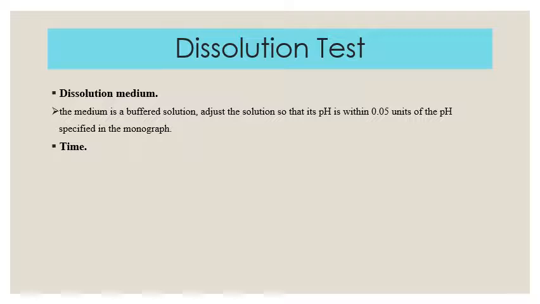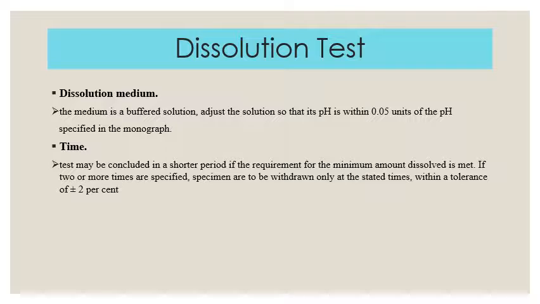Then time. When a single time specification is given in the monograph, the test may be concluded in a shorter period if the requirement for the minimum amount dissolved is met. If 2 or more times are specified, the specimens are to be withdrawn only at the stated times within a tolerance of plus or minus 2%.